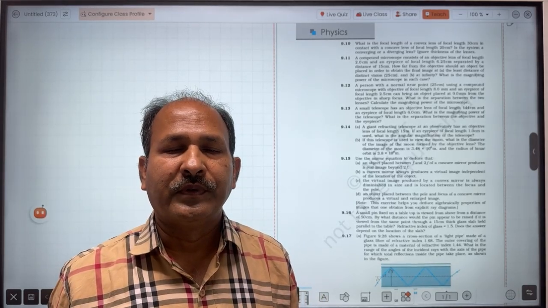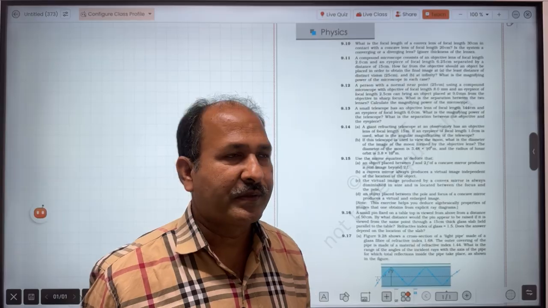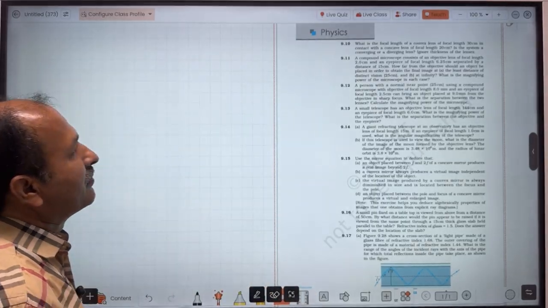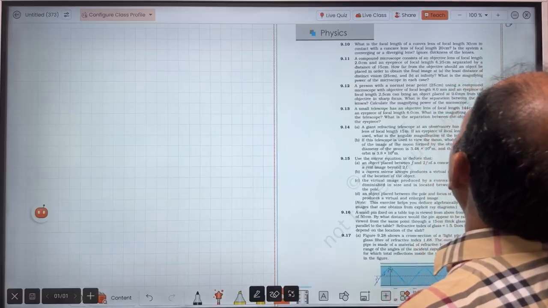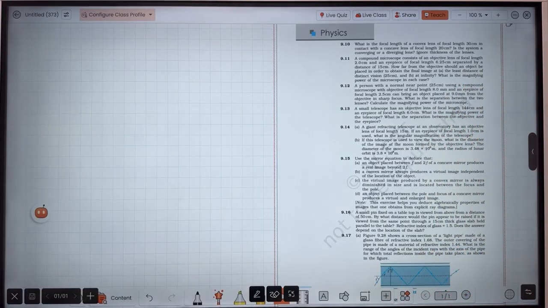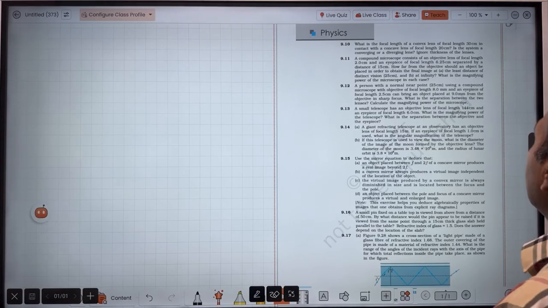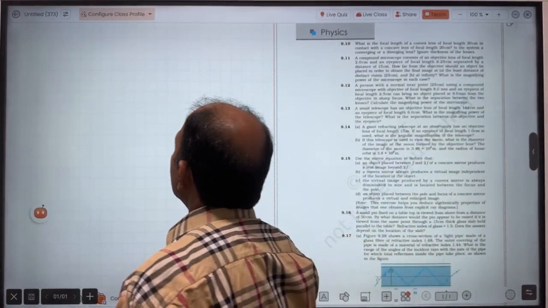We are going to continue with the numericals of ray optics. So let's start question number 9.10. The question says, what is the focal length of a convex lens of focal length 30 cm in contact with a concave lens of focal length 20 cm? Is the system a converging or a diverging lens? Ignore thickness of the lenses.